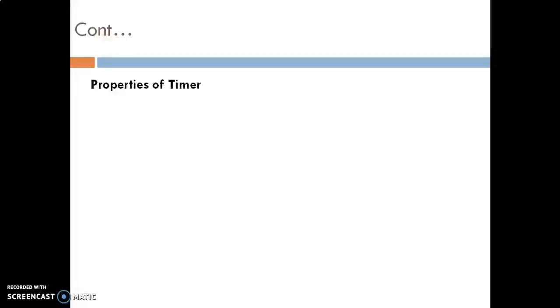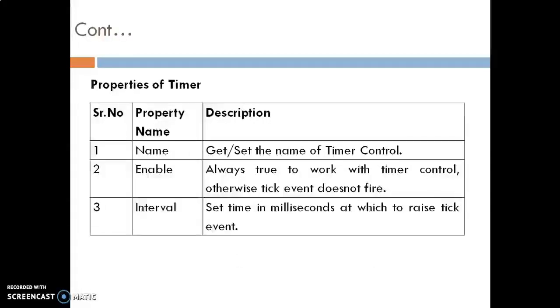Properties of the timer control: the first property is name. It gets or sets the name of the timer control. Second is enabled. The timer control works with the form whenever the enabled property is true, and whenever the enabled property is set to false, then it does not work. And the most important property is interval, meaning it sets the time in milliseconds at which to raise the tick event.